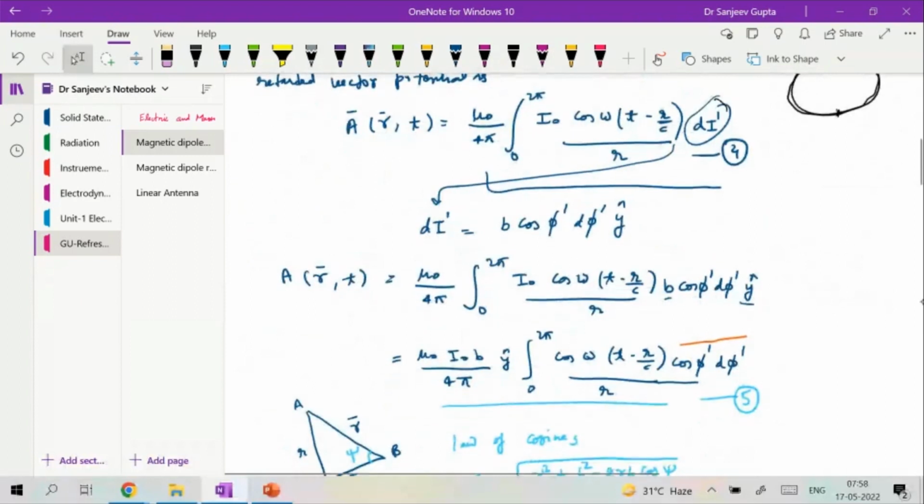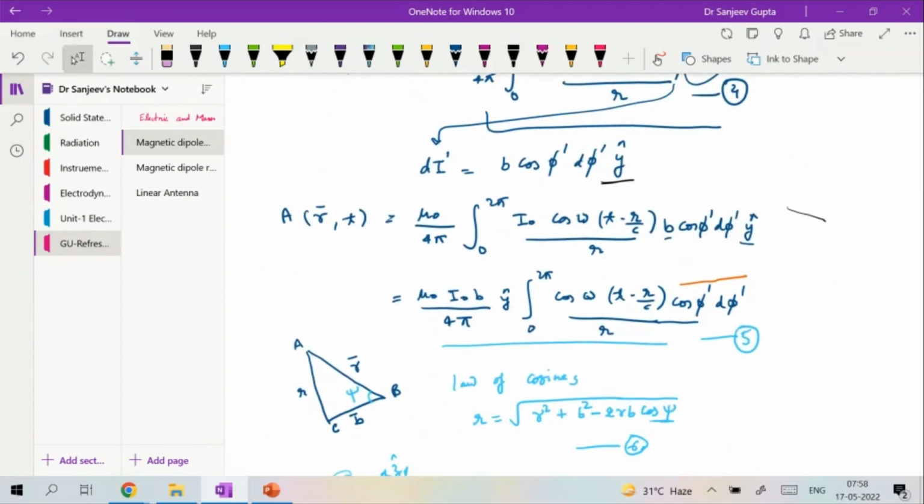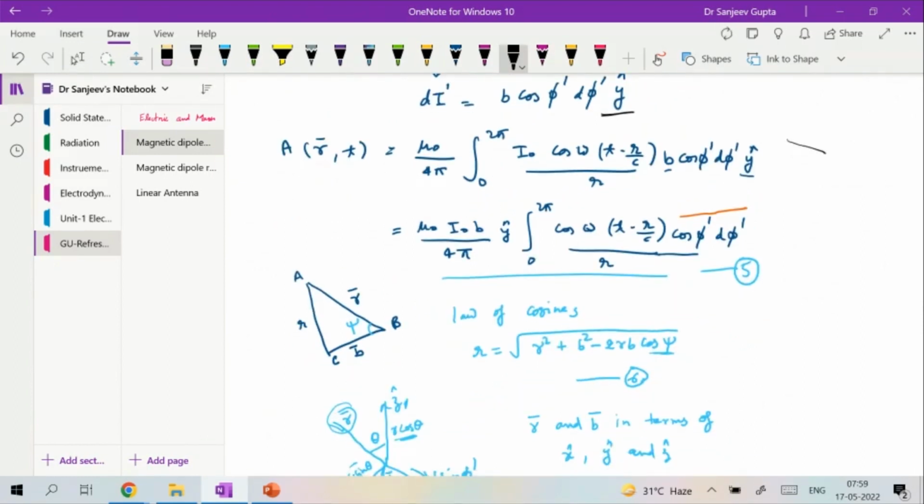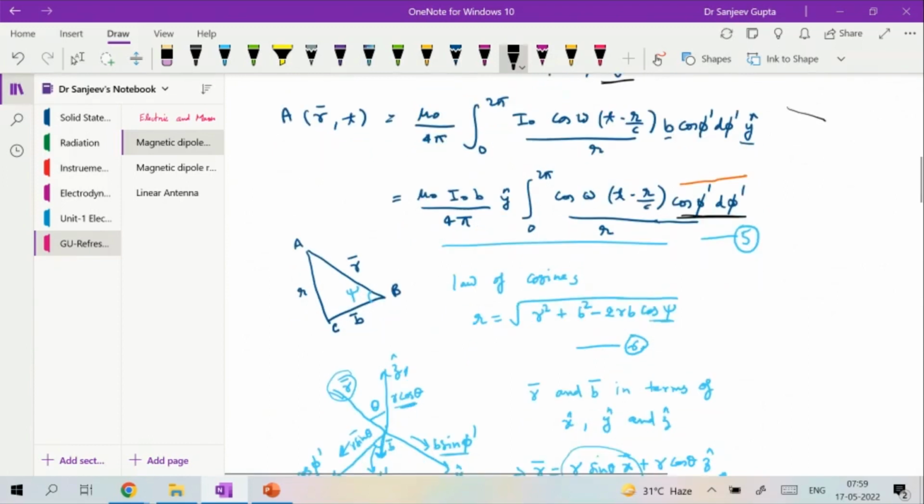So you can see here that if the angle is phi, we can write dl along z, but it is not z, because it is going in the radial direction. So dl prime can be written as b cos phi prime d phi, and it is moving along the y axis. Putting all these values together, that comes to equation number 5. Here you can see this phi term, phi dash, comes in.